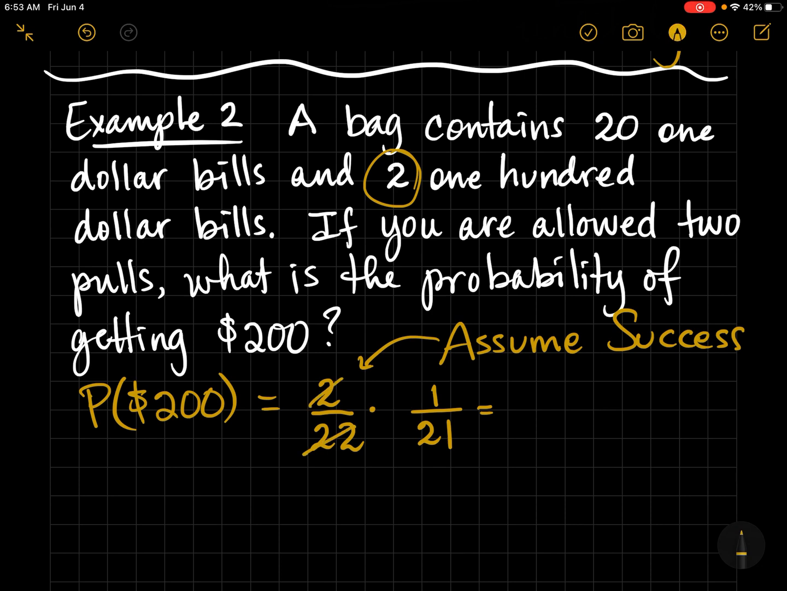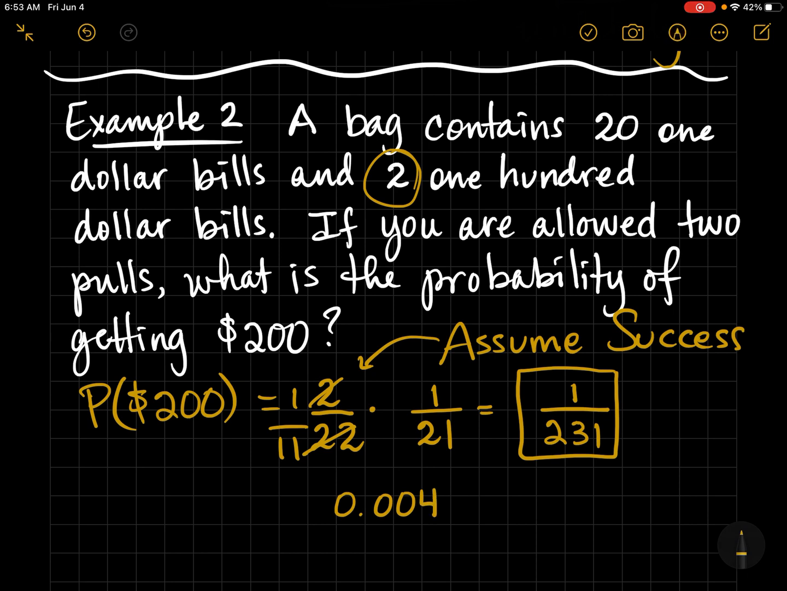So now on top, 2 times 1 is 2. Actually, let me reduce this first. That just makes my arithmetic a lot easier. So now I have 1 over 11 times 21 gives me 231. And that's a good way to present that probability. 1 in 231. And if you were to write that or find the decimal, you would say, wow, that's pretty unlikely, okay?